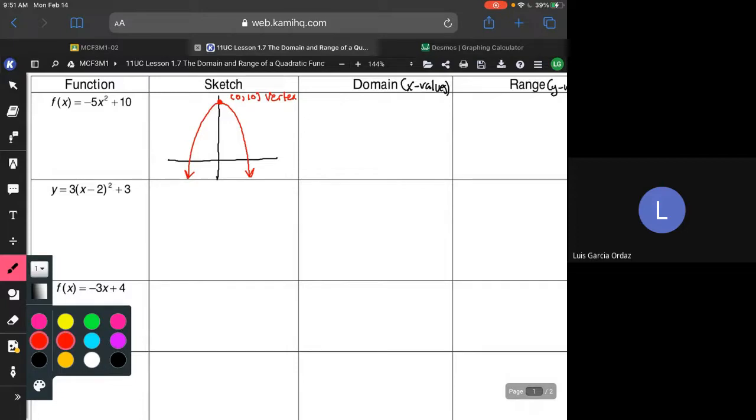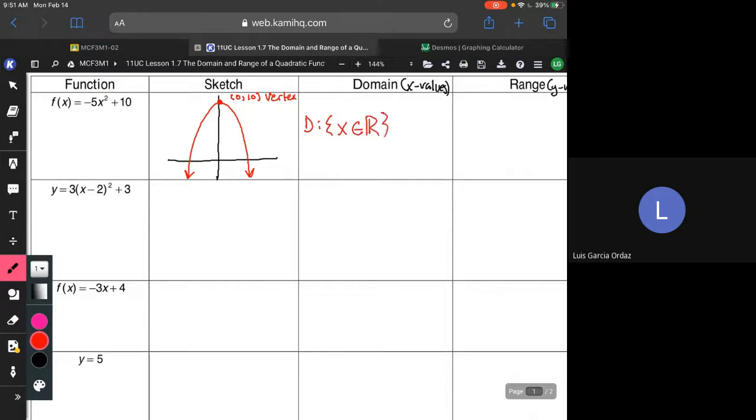Someone said it? Yep, it would exist in every single x value, okay? Because it's continuous and there are no restrictions on the graph. So for every parabola, the domain is always going to be written like this. So I can write D, fancy brackets, x is an element of all of the real numbers, okay?